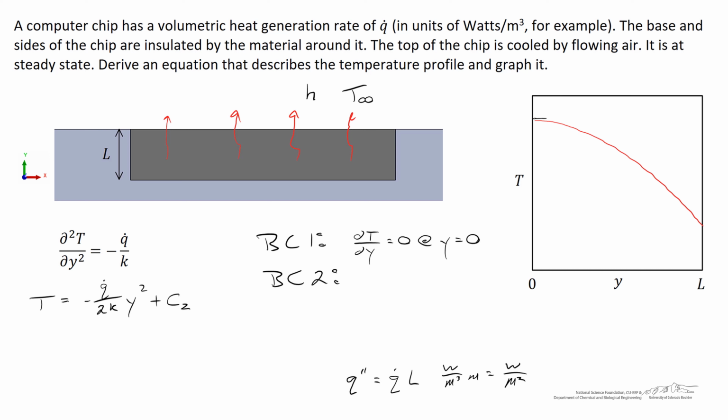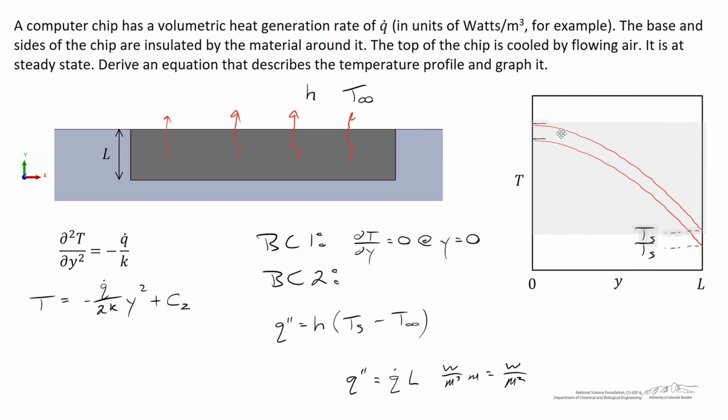So a second expression for Q double prime, which is valid at Y equals L, is equal to H times the surface temperature of the chip minus T infinity. And on the graph, when we define the surface temperature, it's valid at Y equals L. But one of the problems is that we don't know what the surface temperature of the chip is. We have to position this vertically, so we're going to have to solve for Ts somehow.